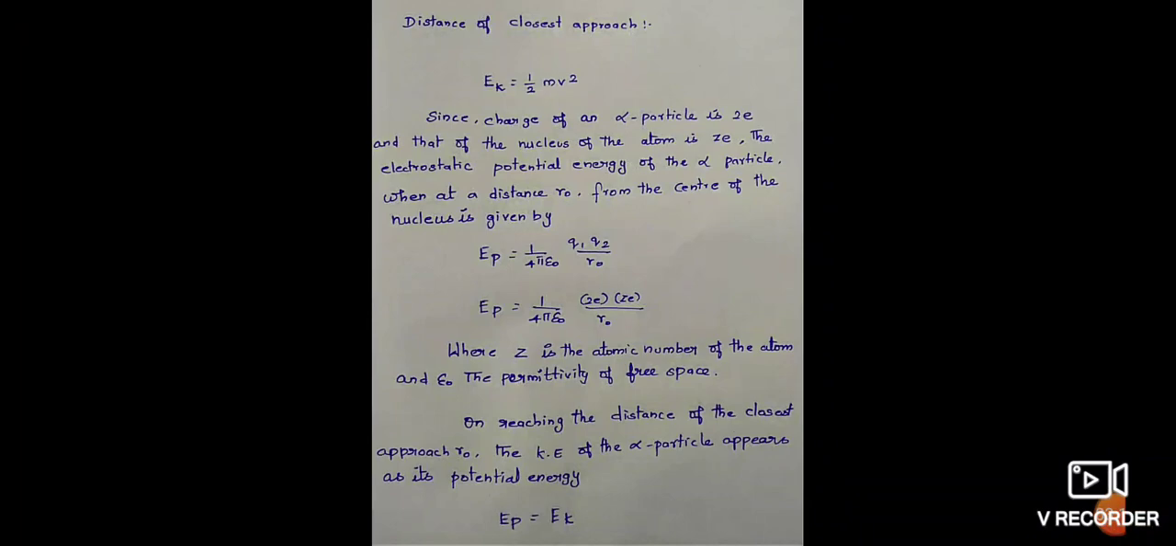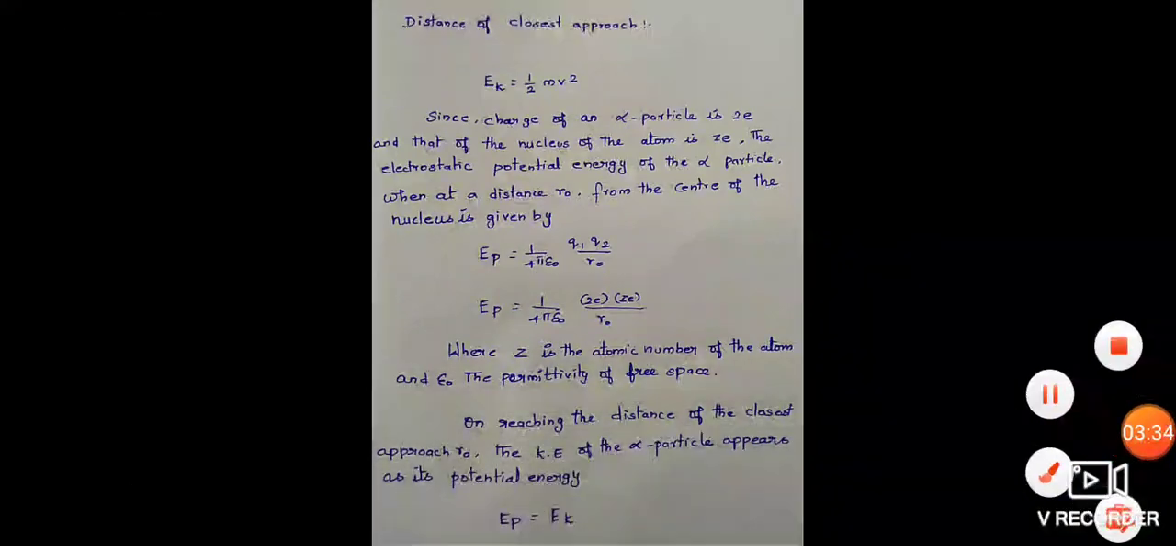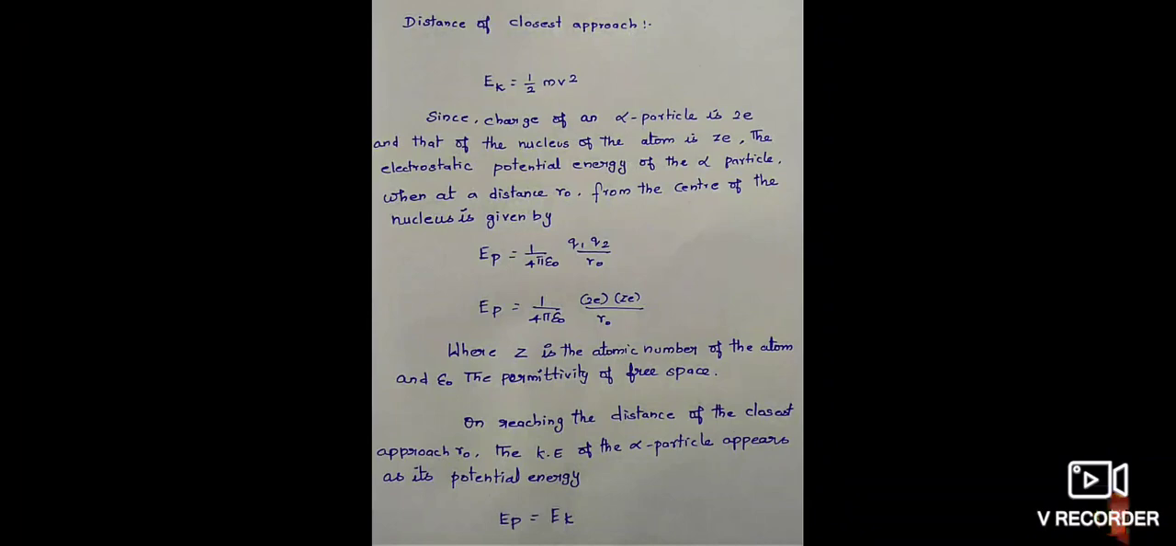where Ek is the kinetic energy of the alpha particle, which is equal to half mv square. Since the charge of an alpha particle is twice the charge of an electron, which is 2e, and that of the nucleus of the atom is Ze, the electrostatic potential energy of the alpha particle when at a distance of r0 from the center of the nucleus is given by potential energy equal to 1 by 4 pi epsilon naught q1 q2 divided by r0.